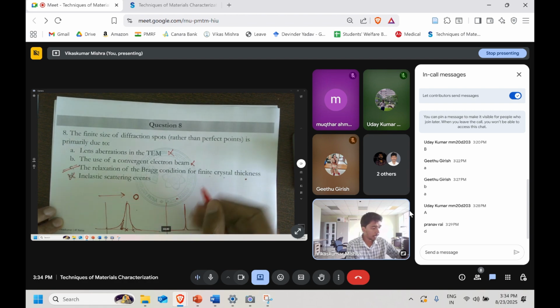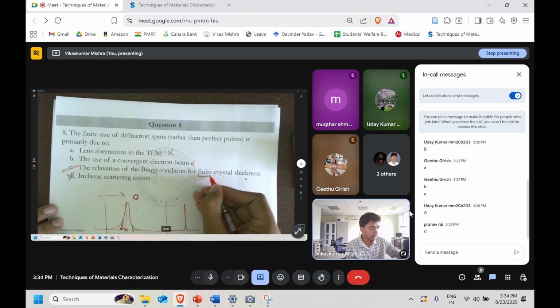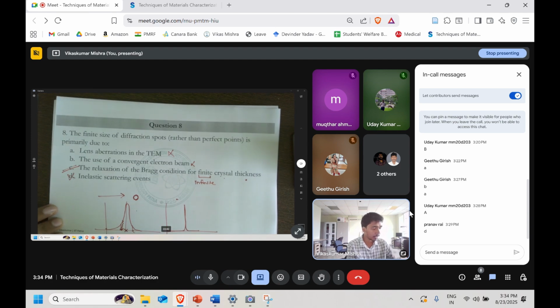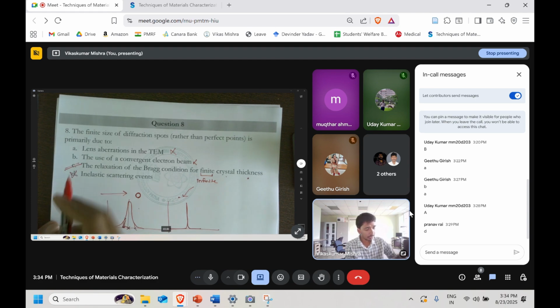If, instead of a finite crystal, we use an infinite crystal, where the size of the crystal is infinite, in that case you will get a single spot. There won't be any diffused ring, and there won't be any broadening in the XRD pattern either. It will be a straight line. So this is how we have solved question number 8.